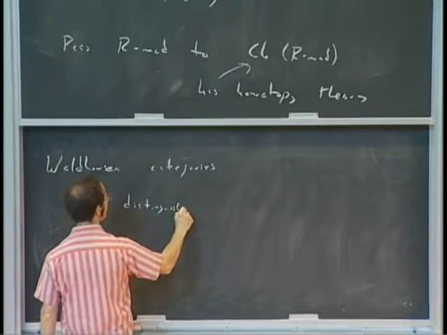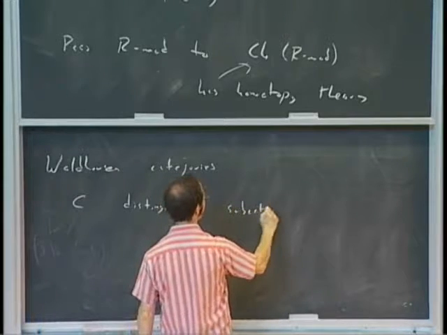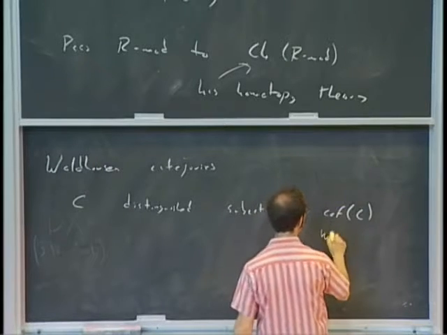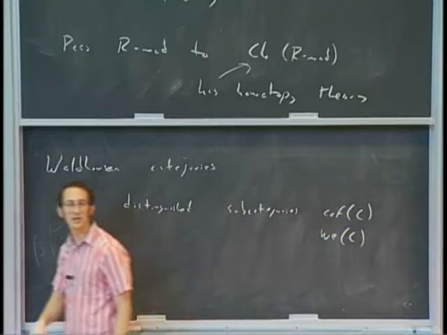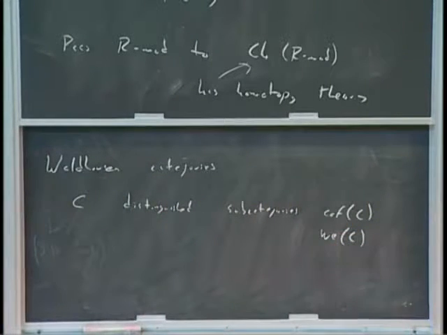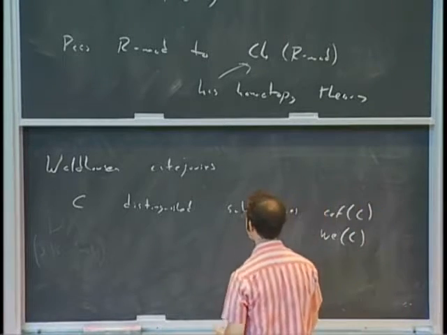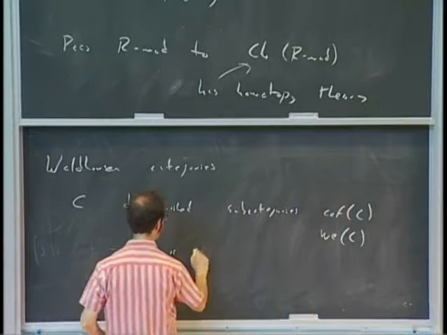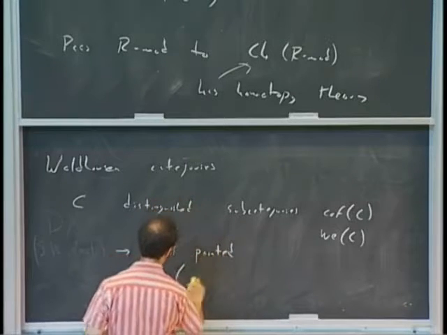with distinguished subcategories, which I'll write as the cofibrations in C and the weak equivalences in C. And I'm going to have some properties on these sets of maps. So what are the properties I might require? So what do I want? I also want to assume that C is pointed or has a zero object.